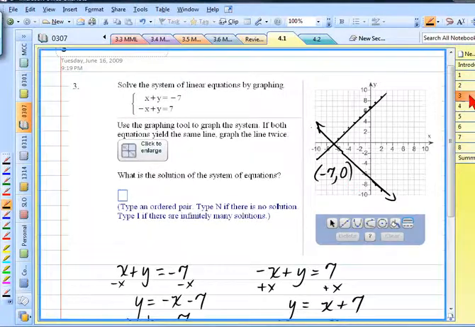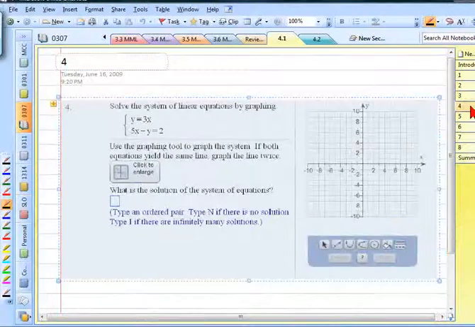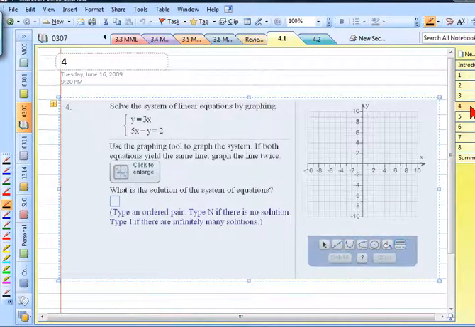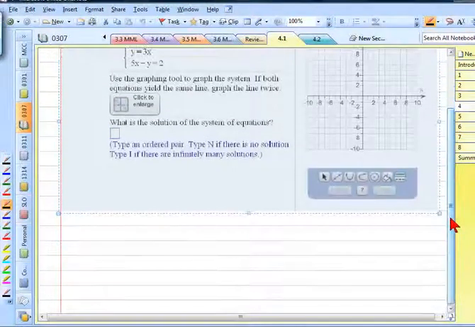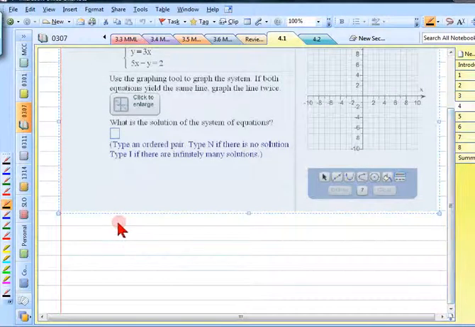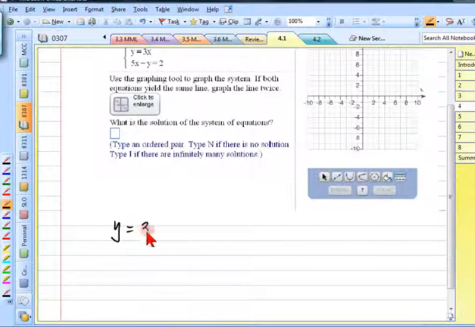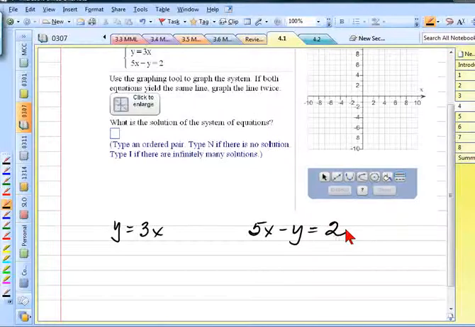All right. Let's go to number 3. That was number 3. Let's go to number 4. Problem number 4 says solve the system of linear equations by graphing. So I'll go down, and the first equation is y equals 3x, and the second equation is 5x minus y is equal to 2.